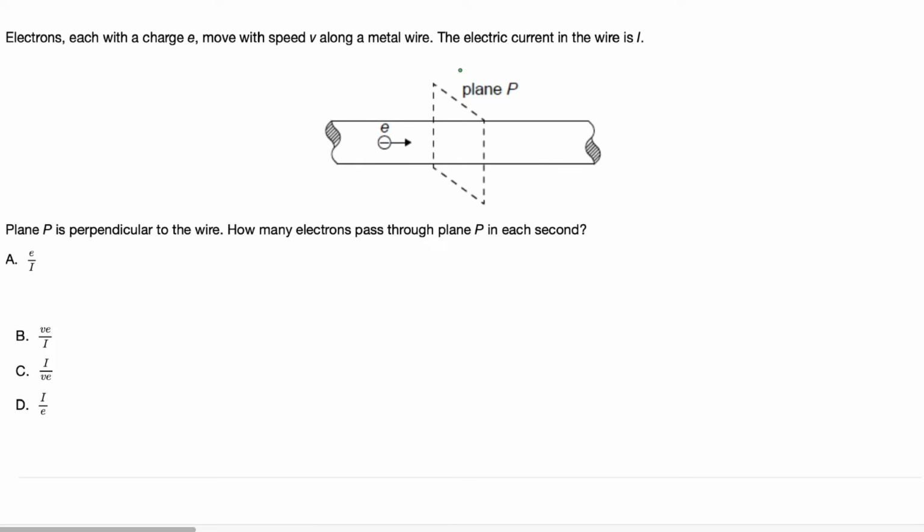Electrons, each with a charge E, move with speed v along a metal wire. The electric current in the wire is I. Plane P is perpendicular to the wire. How many electrons pass through plane P in each second? So we know charge is equal to current multiplied by time. And in this case, each second means time is equal to 1 second.